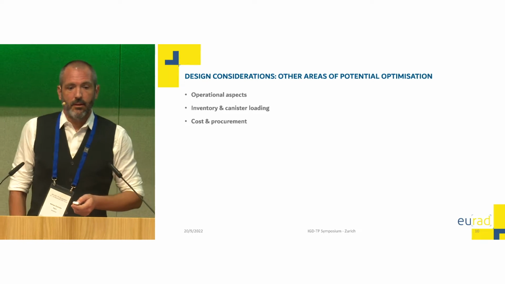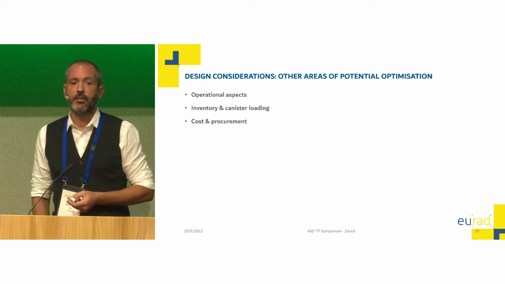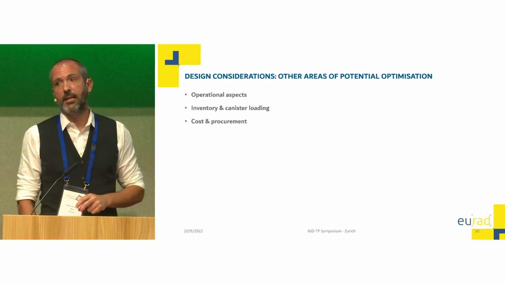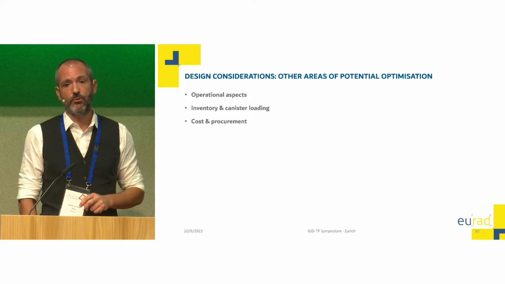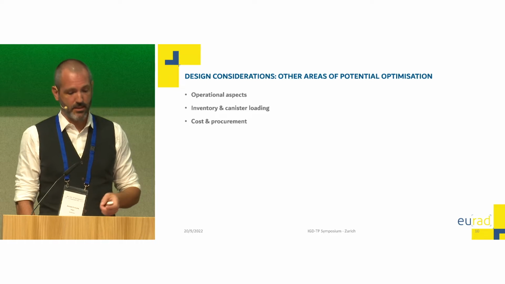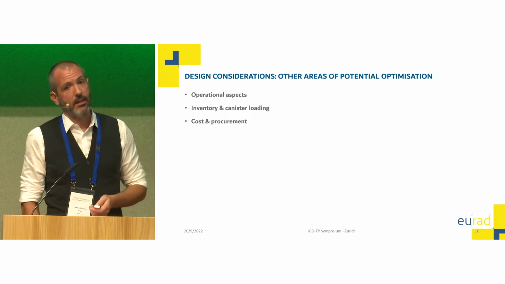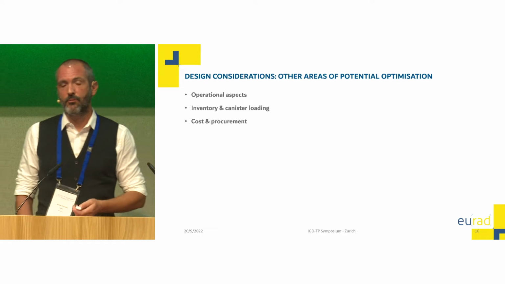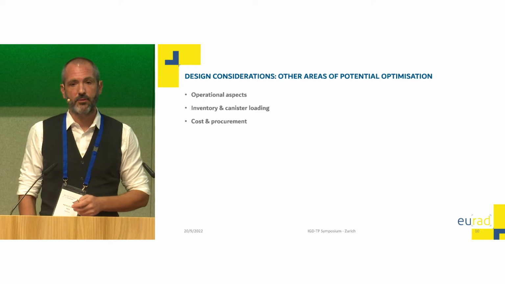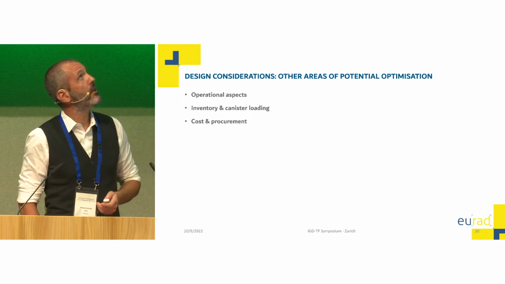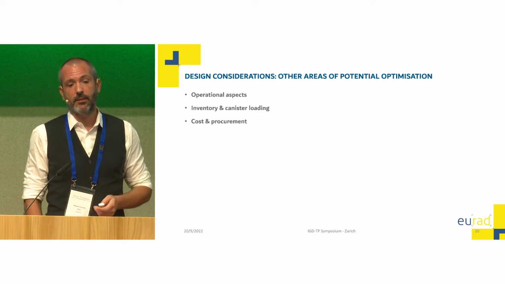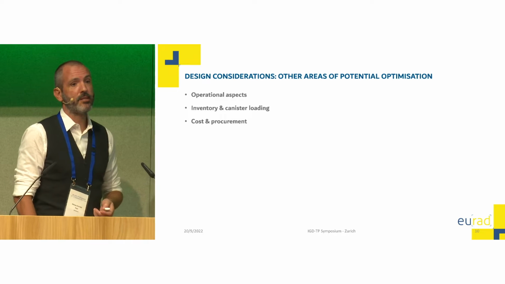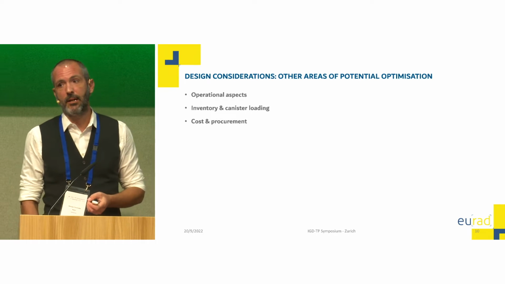All these three concrete examples were tailored to canister lifetime, but there's many other aspects of a canister that you would eventually consider to optimize. First thing, operational aspects, right? Shielding provided by the canister for the people working on the surface facility, or how well it would survive a handling accident. Inventory and canister loading: how many fuel assemblies do you put per canister? What's the optimal number there?